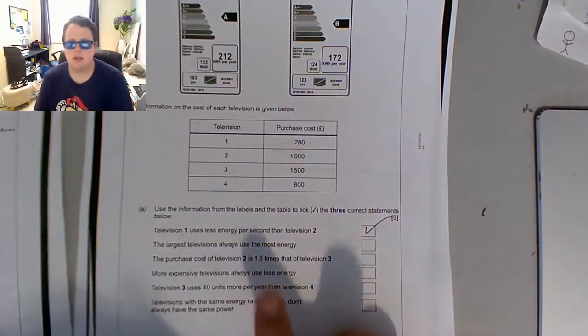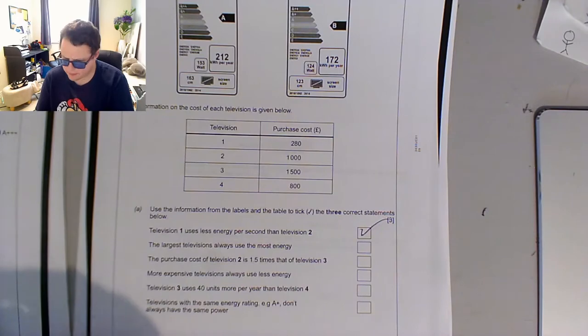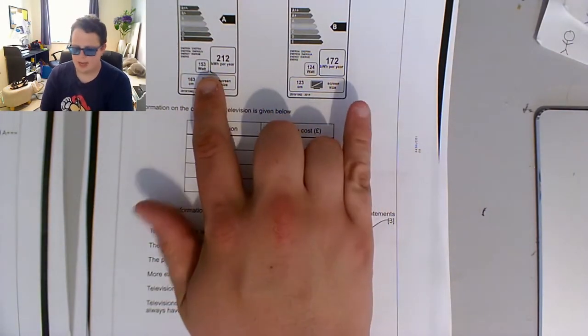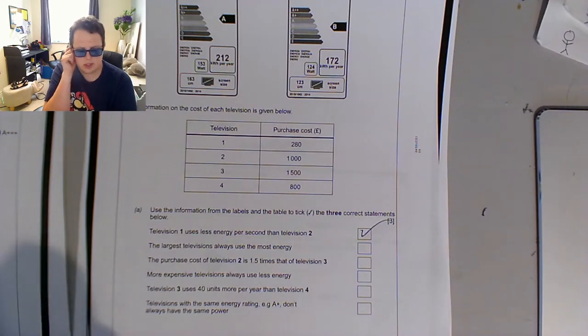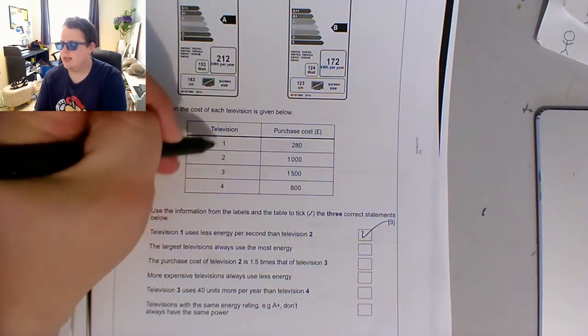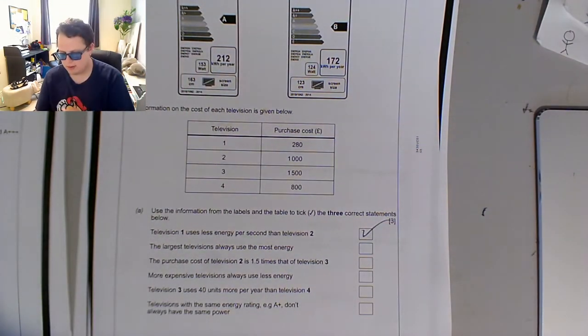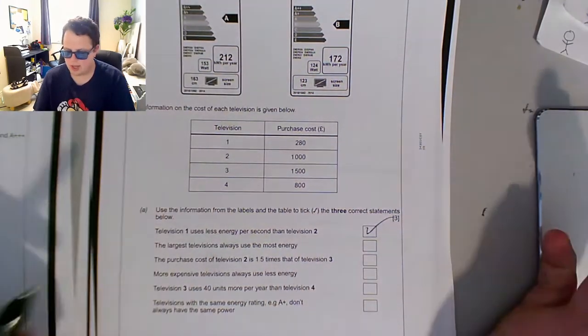So 1 does use less energy. The largest television always uses the most energy. Now, if we look at just TV 3, it has the highest energy of all 4, and it is the largest TV. But if you compare television 2 and television 4, you'll see that 2 is bigger than 4 in terms of its size, but 4 uses more energy. So that's not correct. Purchase cost: we look at the purchase cost, and actually 3 is 1.5 times that of 2, so that's wrong. More expensive televisions always use less energy. Well, 3 uses, in fact, the most energy, so that's not correct.